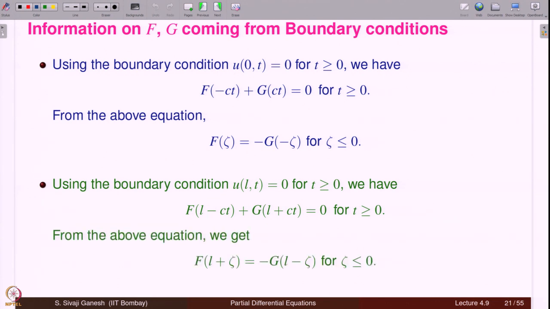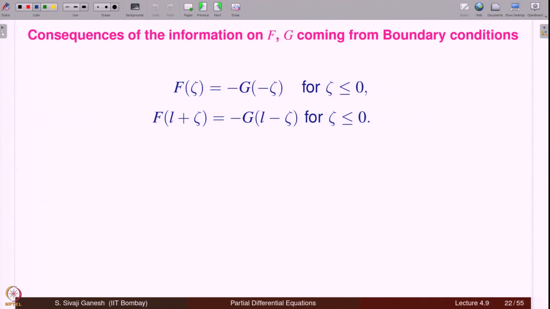Okay. So, this will give us f of L plus zeta equal to minus g of L minus zeta for zeta less than or equal to 0, because ct can be any positive real number, therefore this zeta can be any negative real number. Our goal is to find expression for f and g, right. So, these are the information that we got. This we got from one boundary condition, this we got from the other boundary condition.